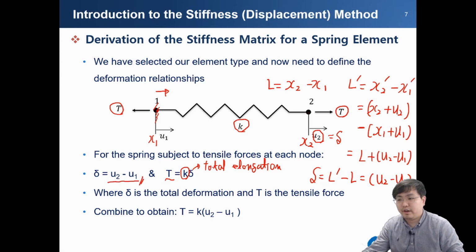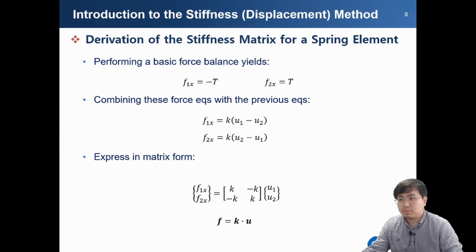So finally we can conclude that the external force T is equal to K multiplied by U2 minus U1. You can easily expect it. And then in the previous slide, we have two external forces. One is a real external force, the other is a reaction force.